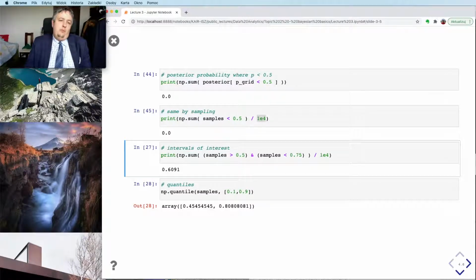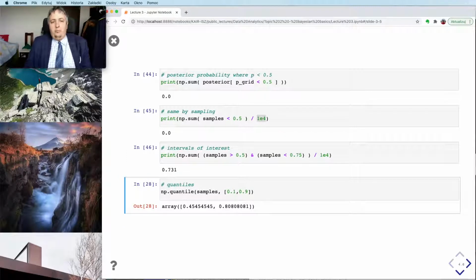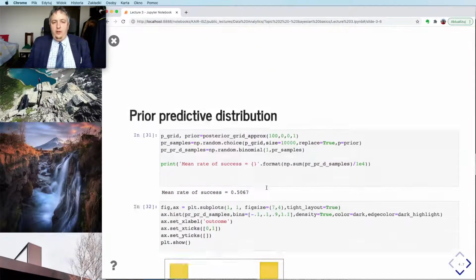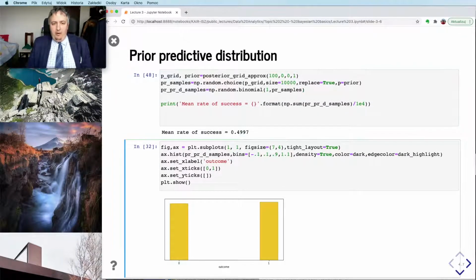our sampling because samples also are not equal to 0. Now probability of inclusion between 0.5 and 0.75 is much larger. Quantiles are the 90% of samples are between, actually it's 80% of samples are between 0.54 and 0.82. Our prior gives us, is still with wrong prior.